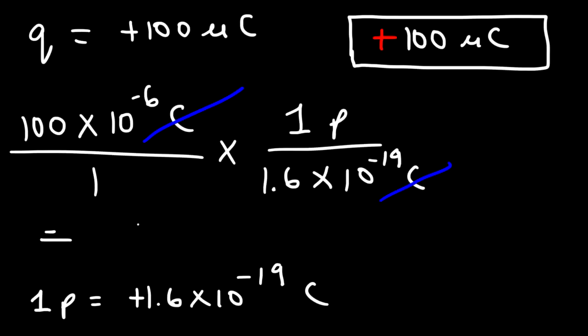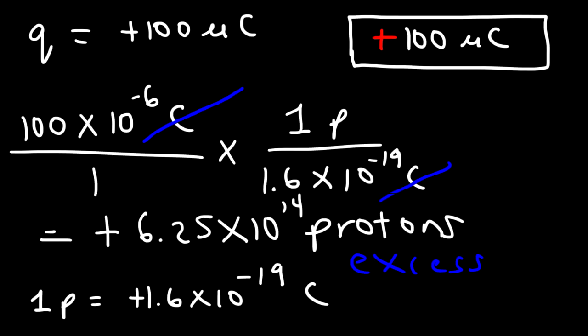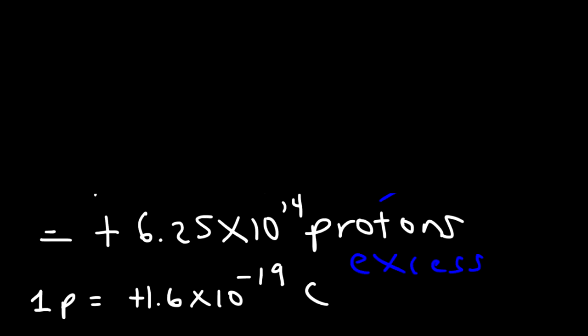And so the answer is positive 6.25 times 10 to the 14 protons. So what this means is that there's this many protons more than electrons. This doesn't tell you how many protons are in the object or in the metal. It simply tells you how many excess protons you have relative to the number of electrons. Because in the metal, you're going to have both electrons and protons.